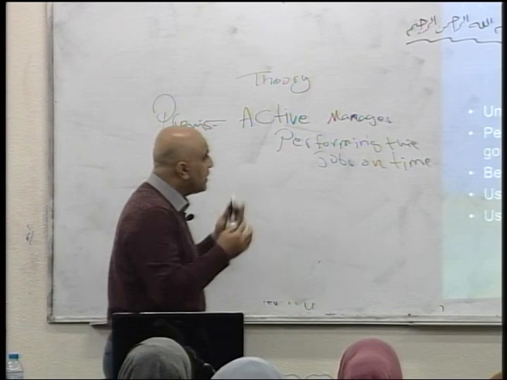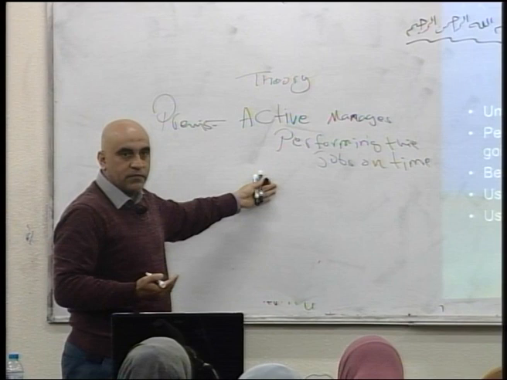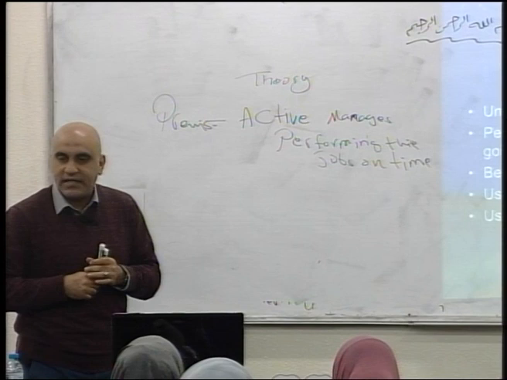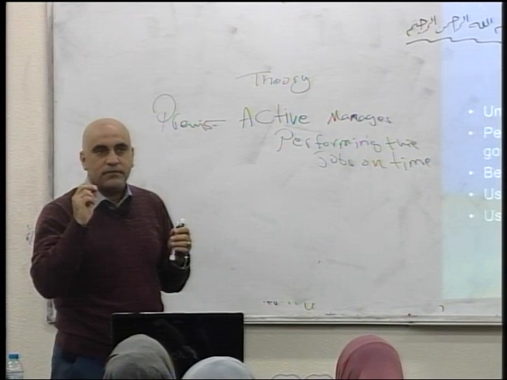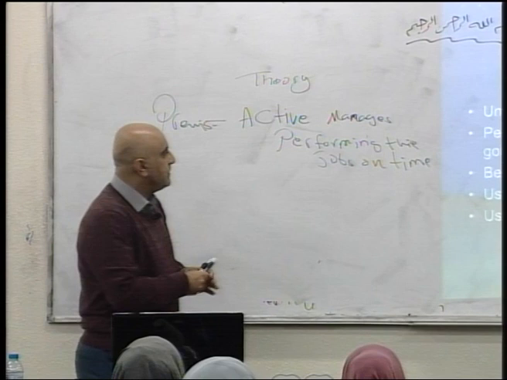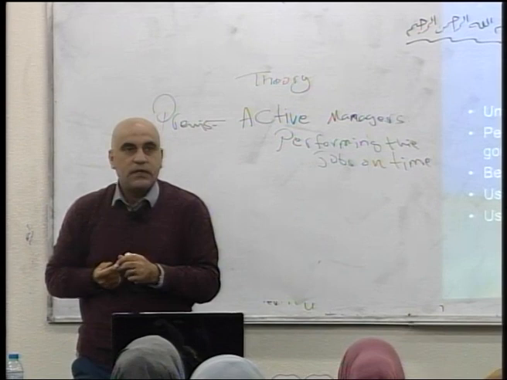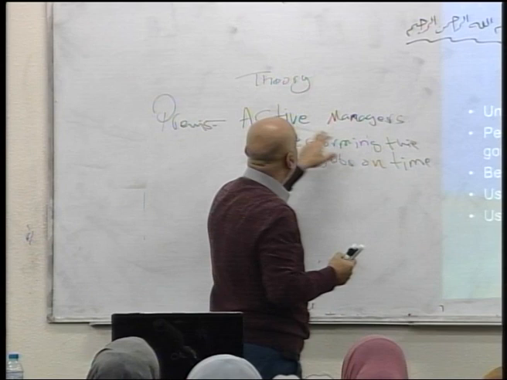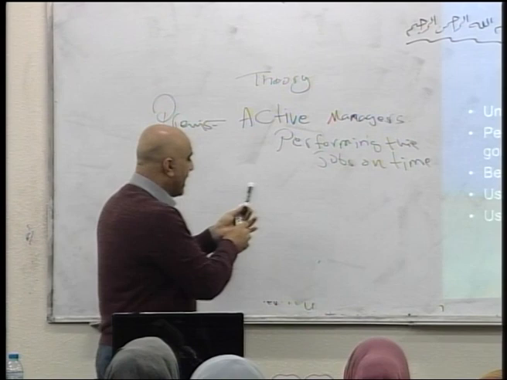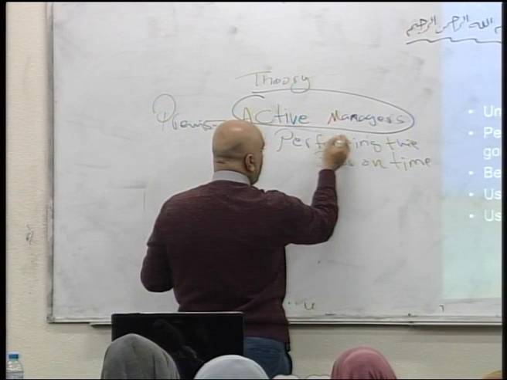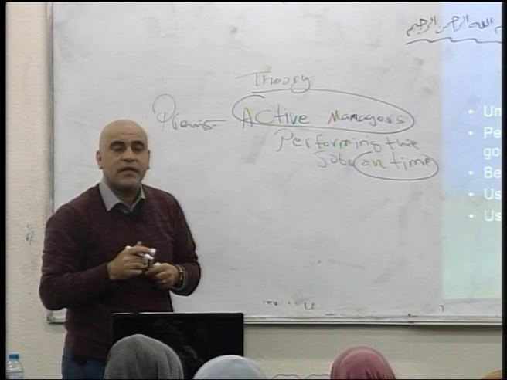What are the two basic things in this theory? Tell me. Variables. Right. Read it properly. Active managers, and performing their jobs on time. So we have two things in this theory. You circle active managers and performs job on time. So this is the general hypothesis, the general theory.